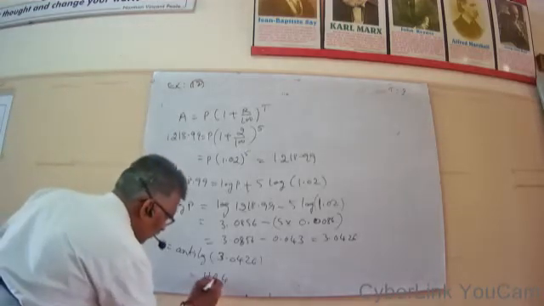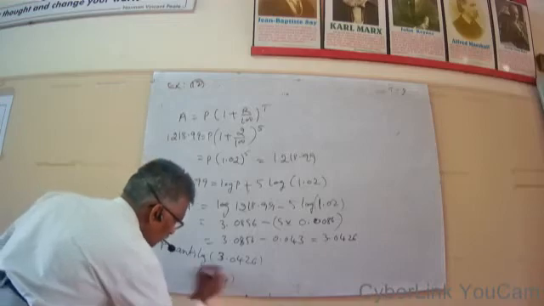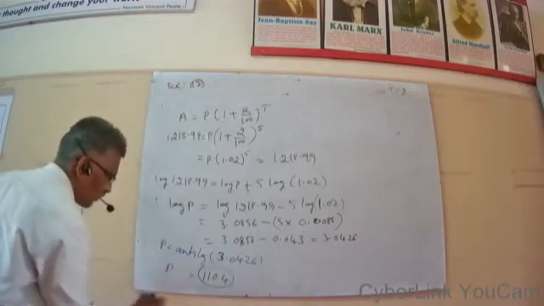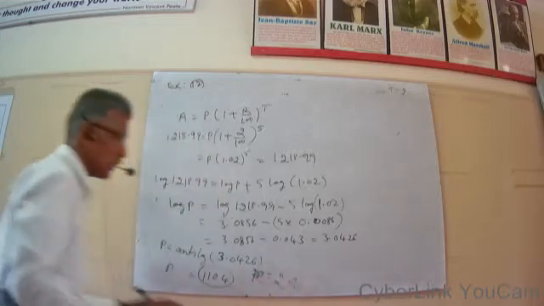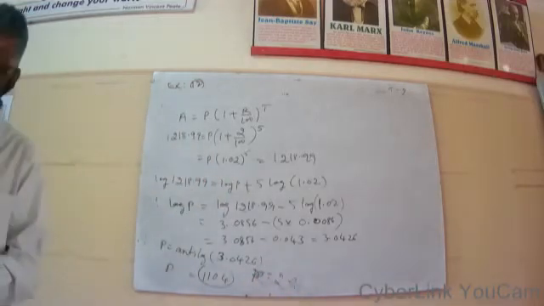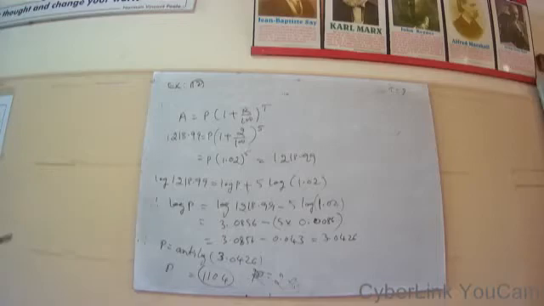After the 4 you have to place the decimal point, so the answer is 1104. P equal to this, R equal to 2%. This is the answer.